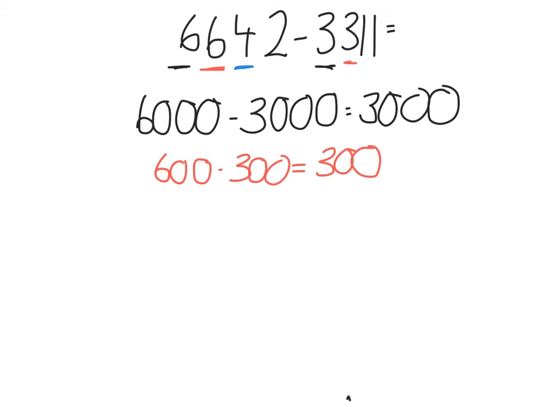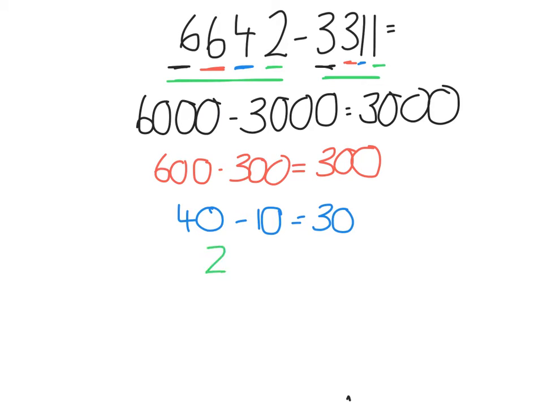Then I need to take away my tens. So I've got 4 tens and I've got 1 ten. So 40 take away 10 is 30. Lots of threes in this number. Then I need to take away my ones. So 2 take away 1. So you can see each time the number on the left hand side is always bigger than the number on the right hand side. That's very, very important. Always make sure that the number on the left is always bigger than the number on the right. So 2 take away 1 equals 1.